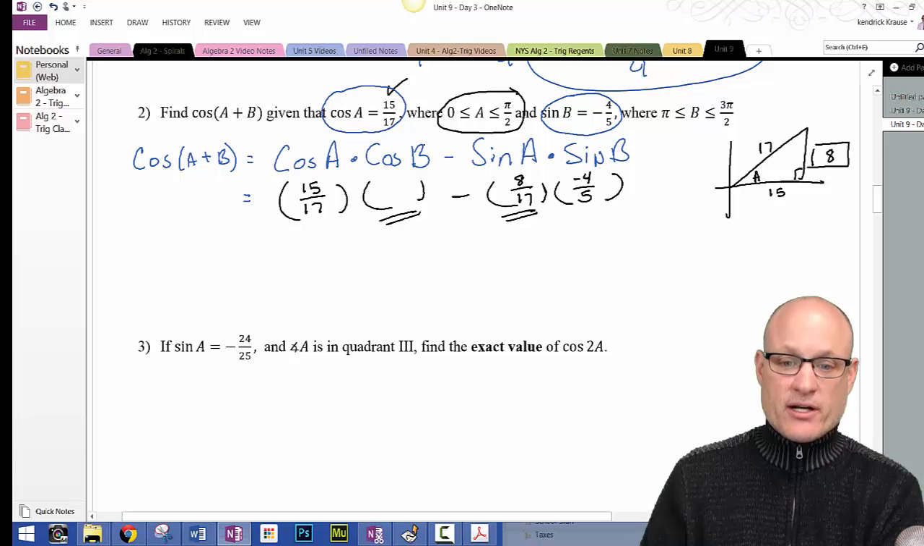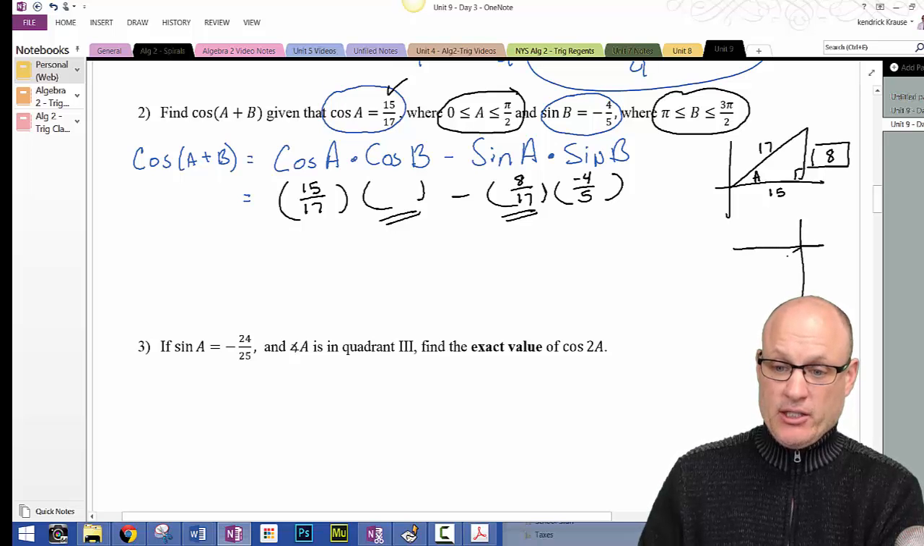Now we need to find cosine of B. So we need to look at B. Now B says it's from pi to 3 pi over 2. So we're going to need to draw a triangle.